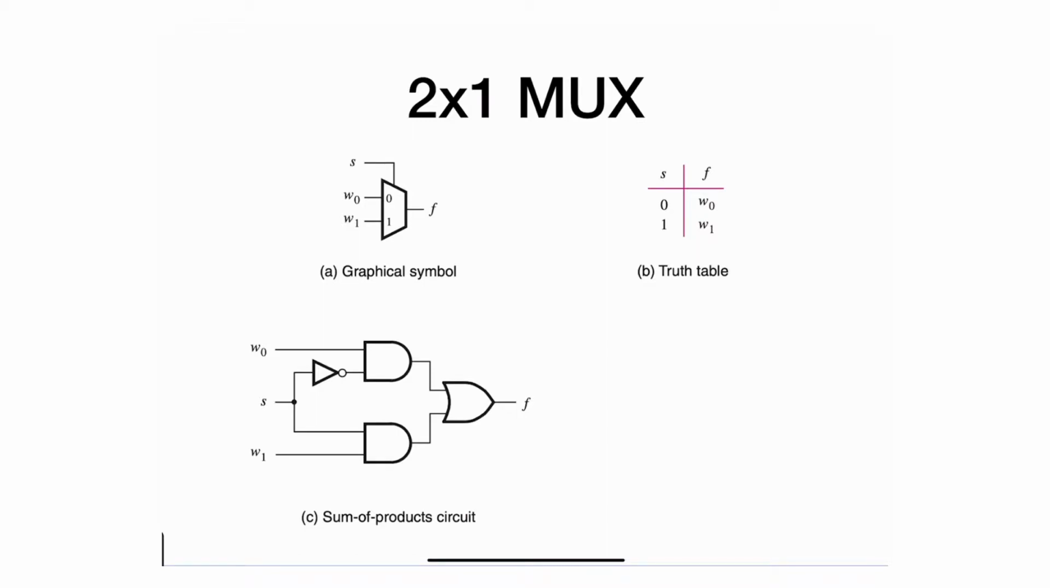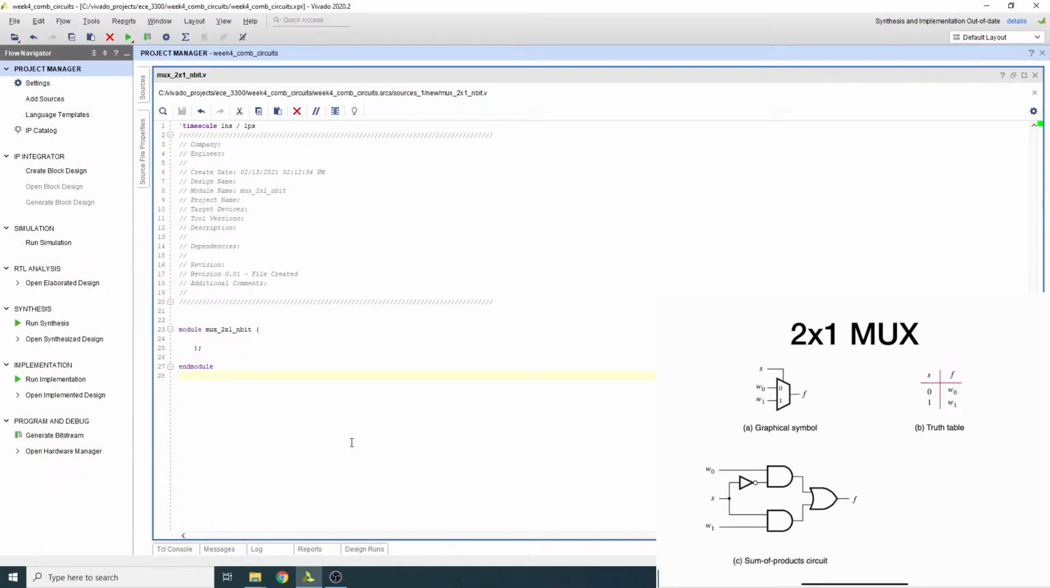So let's go to Vivado and start coding. I have opened up a new module, and I called it mux_2-to-1_nbit because eventually I'm going to parameterize it or make it generic. But for now, we're going to start by describing this simple 2-to-1 multiplexer as a 1-bit version, and then we'll expand this code a little bit.